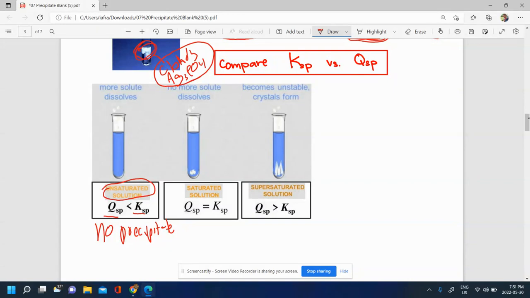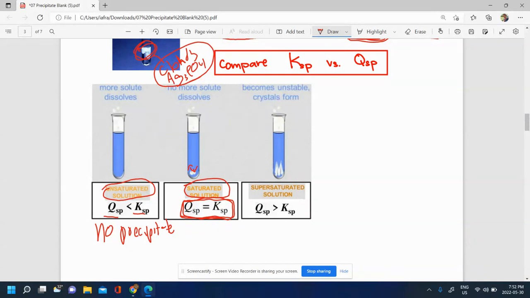If you get the result that QSP is equal to KSP, at this point no more solute will be able to dissolve because your solution is considered to be saturated. So this is truly the part where you are at equilibrium, where you have an equal rate of dissolving and precipitation. Essentially, some solute is dissolving and some is precipitating at the same rate, so it looks like nothing is happening. You're throwing in more and more solute and no more will dissolve. So that's called a saturated solution.